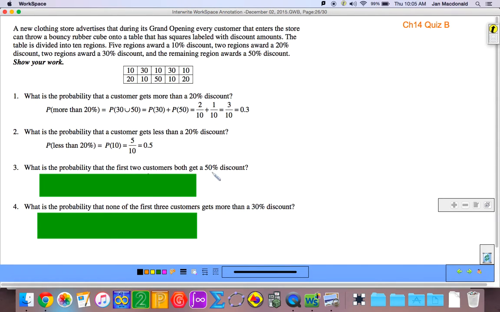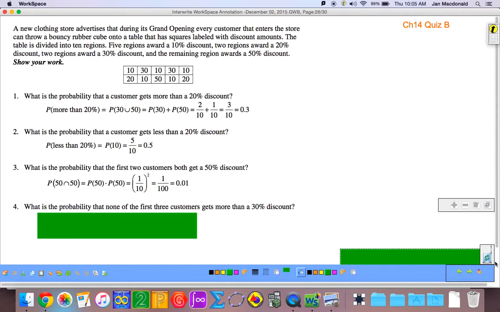So the probability that the first customer gets a 50% discount is 1 out of 10, and the probability that the second customer gets a 50% discount is 1 out of 10. So the probability that the first 2 customers get a 50% discount would be 1 out of 10 times 1 out of 10, which is 1 out of 100, or 1%.